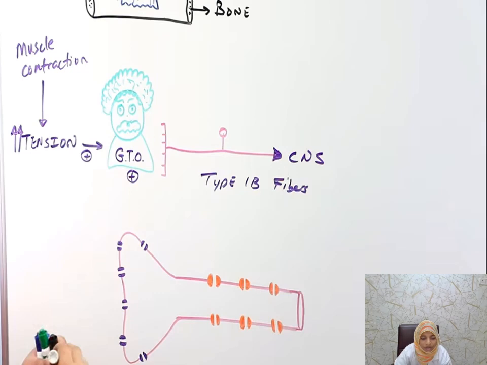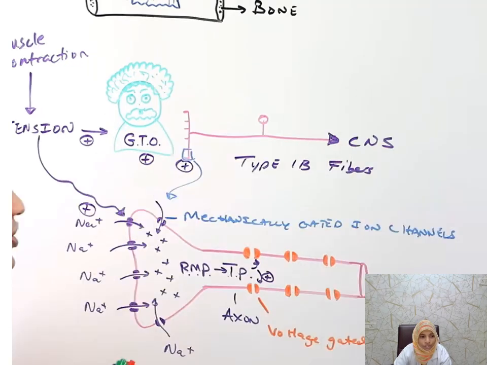Now if I magnify the sensory neuron, this is a figure of a type 1B neuron. Whenever there is increase in the tension developed, it is going to cause opening of mechanically gated ion channels. So there is going to be influx of sodium. A lot of positive ions are entering, so the resting membrane potential goes and touches the threshold potential. When it touches the threshold potential, this is an axon, so it is going to open voltage gated ion channels.